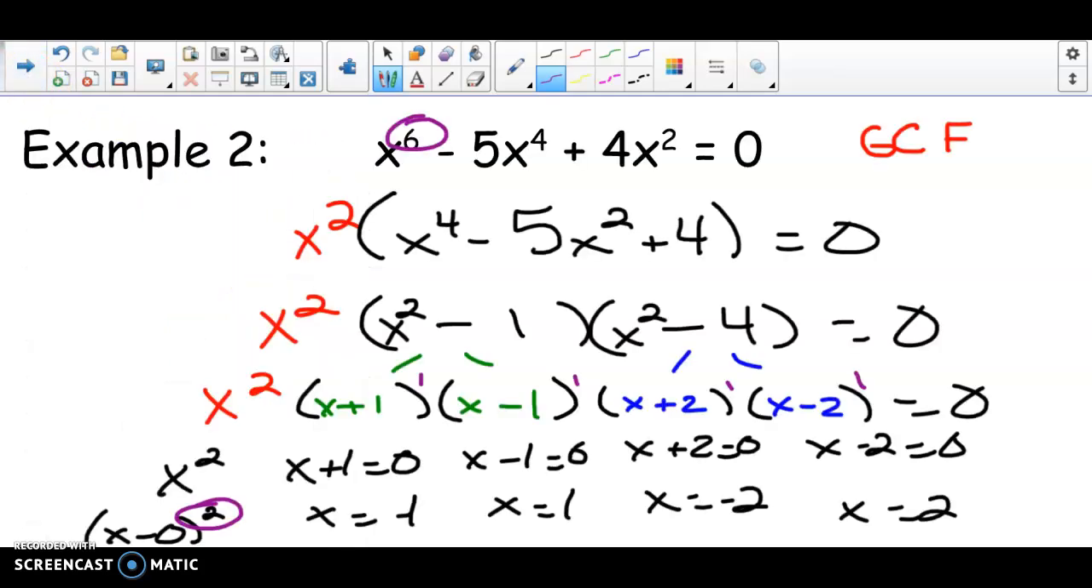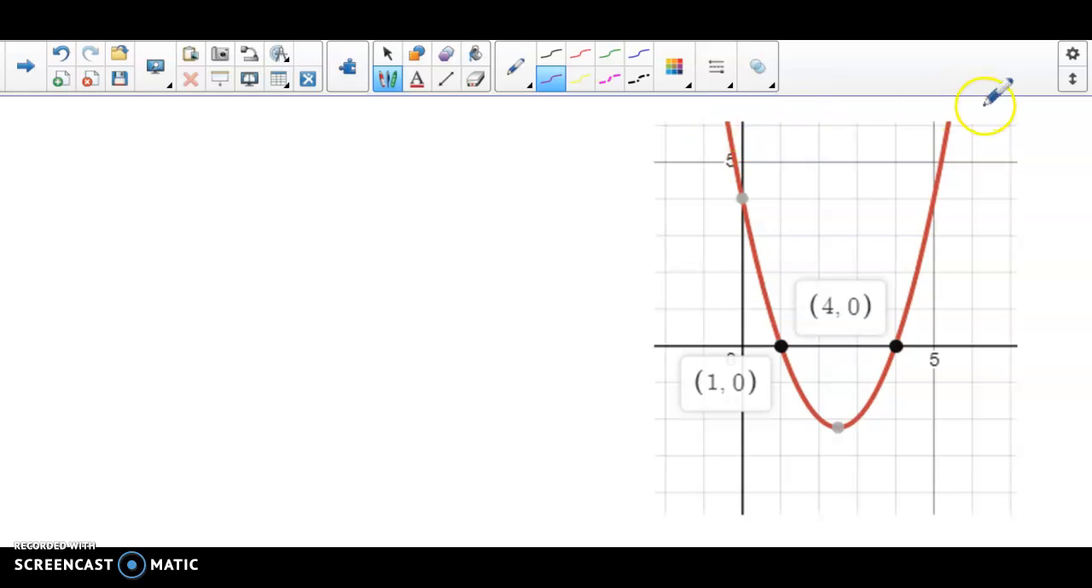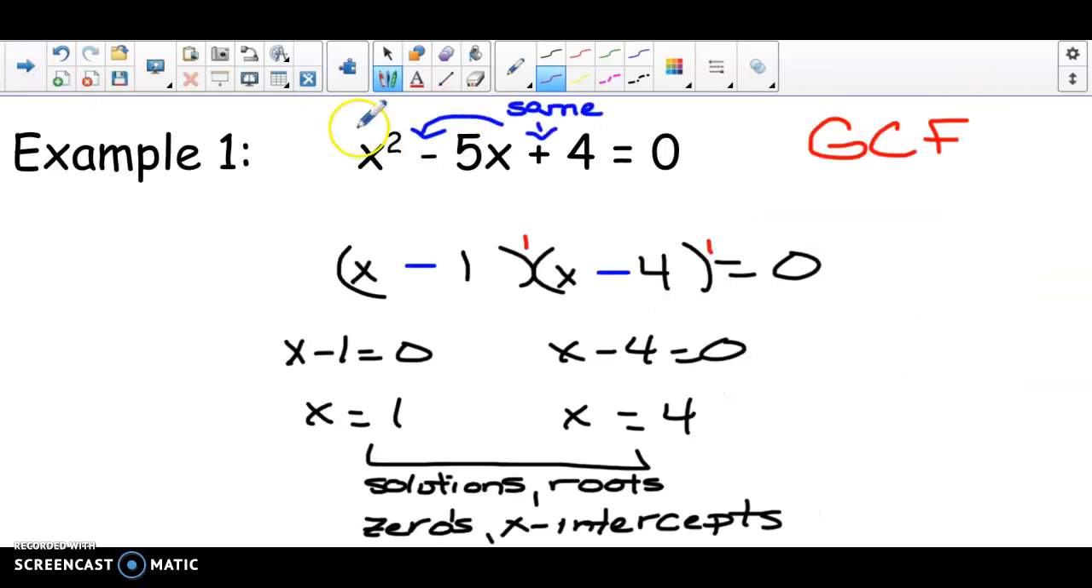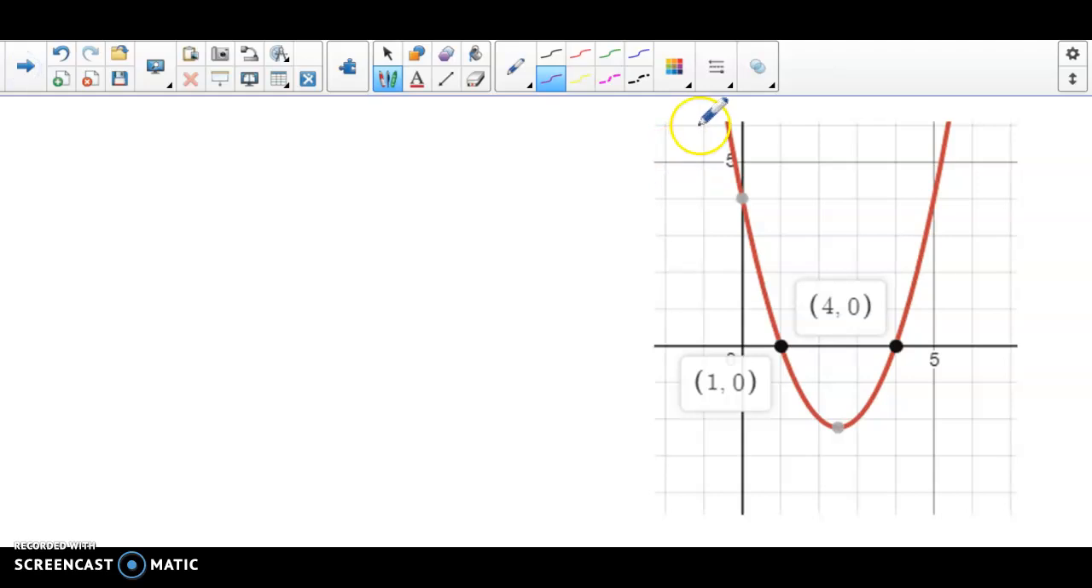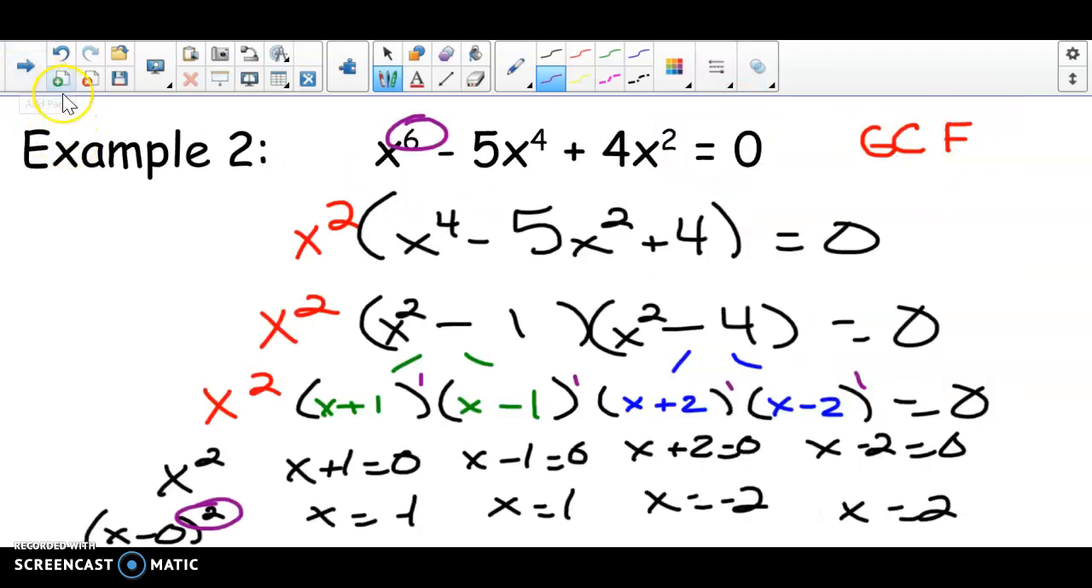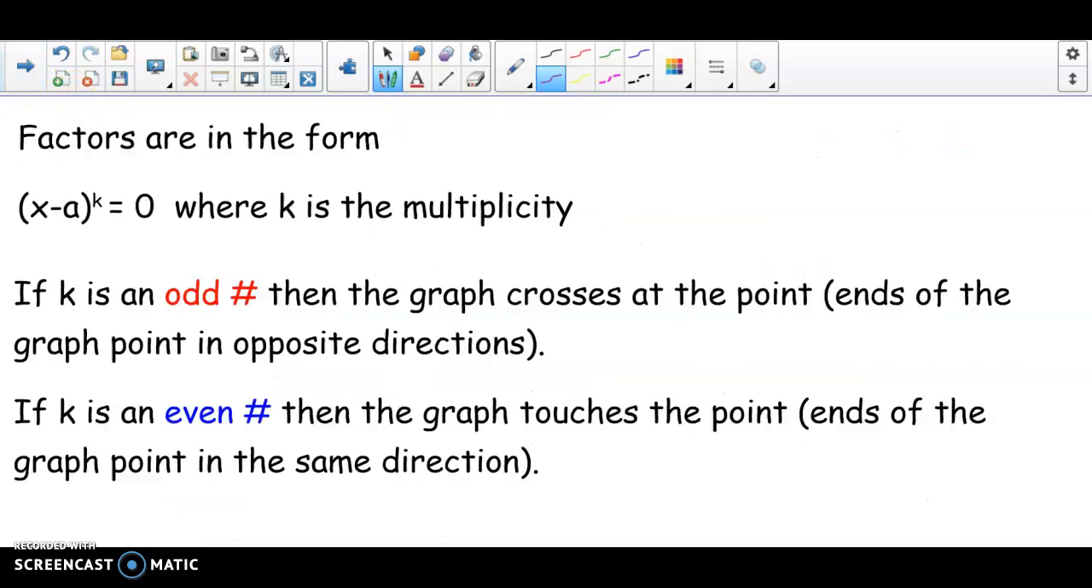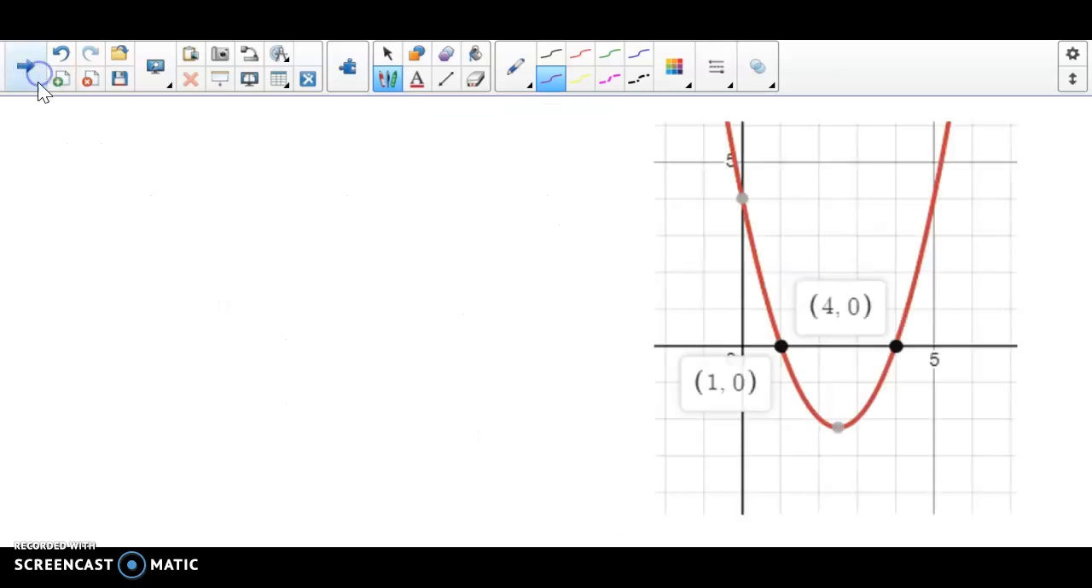If we go back to the previous one, again, largest exponent is 2, so it's an even. So both ends are going to point in the same direction. Multiplicity is very easy. Just remember, if it's an odd number for our exponent for our factors, the graph is going to go through the x-axis at that point. If it's an even number for our exponent, then the graph is just going to touch the x-axis, either from above it or from below it. And that's all you need to know about multiplicity.